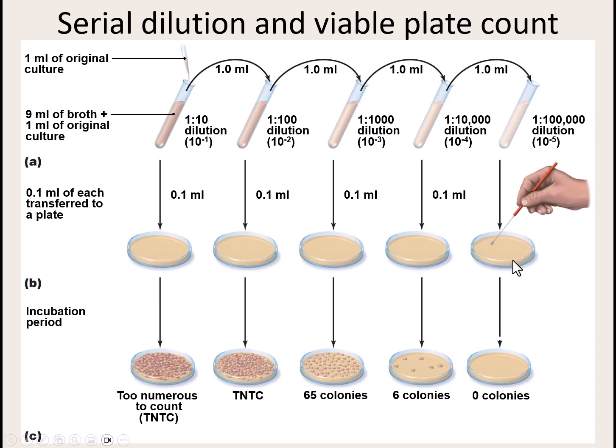can get to an area and say, well, I've got 6 colonies, and I've got a 10,000 dilution, but because I didn't put a full mil, I only put a tenth of a mil, that's another tenth of a dilution. This is really now technically a 100,000 dilution. So 6 colonies per 100,000 means there's about 600,000 bacteria per milliliter.